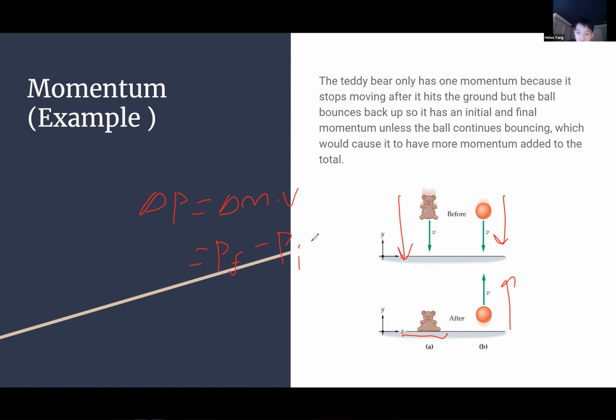So for example, the bear, since it's going down and stays at rest in this picture, you can assume that the final momentum would be 0 and the initial momentum would be mass times negative velocity, again because momentum is a vector and the velocity is going downward, so it would have a negative velocity. So it would equal 0 minus negative mv, which is just mv. And that's the change of momentum.